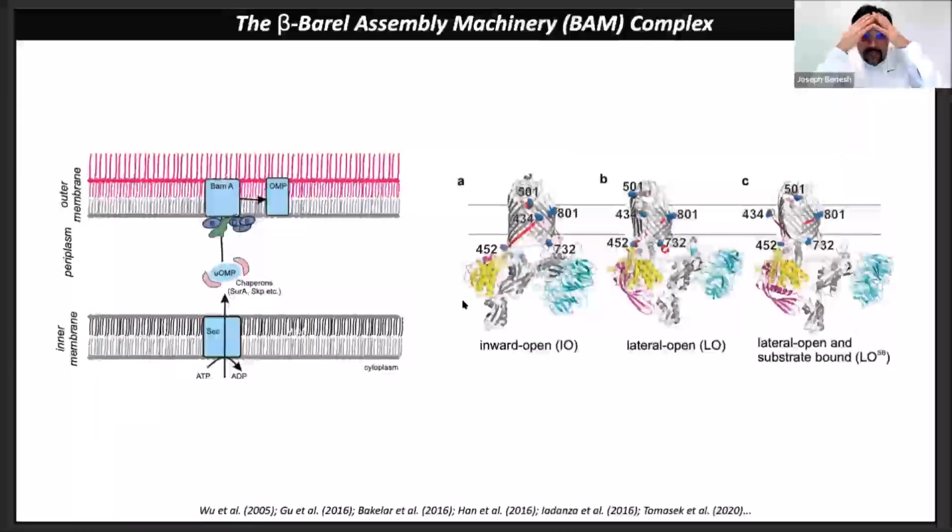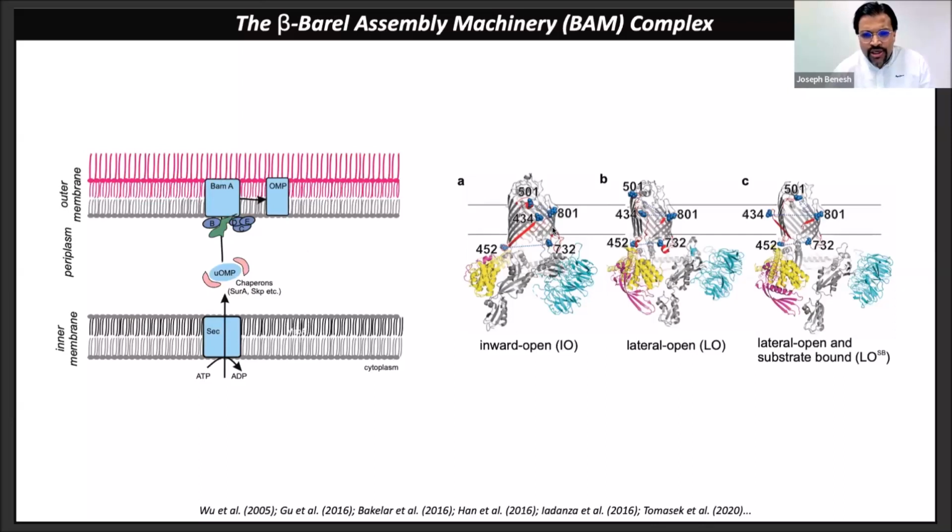With this, I will switch to the system that we are working on now. The beta-barrel assembly machinery complex is one of the most essential and conserved protein folding machineries in gram-negative bacteria. Essentially, the complex facilitates the folding of unfolded outer membrane proteins from the periplasm into the outer membrane. This is a penta-hetero-oligomeric complex consisting of the central beta-barrel BamA, as you can see here, which interacts with the 4 other lipoproteins BamB, C, D, and E.